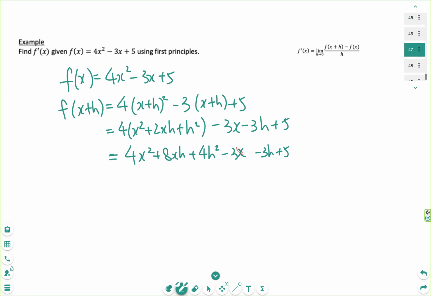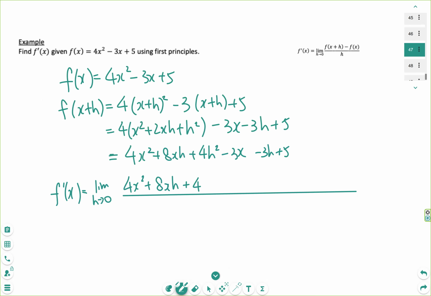Next step, I can use a formula. So f dash x equals limit h tends to 0. The big fraction. So I'm going to put in f of x plus h first. So 4x squared plus 8xh plus 4h squared minus 3x minus 3h plus 5. Subtract a bracket of f of x. Put in the f of x in there.